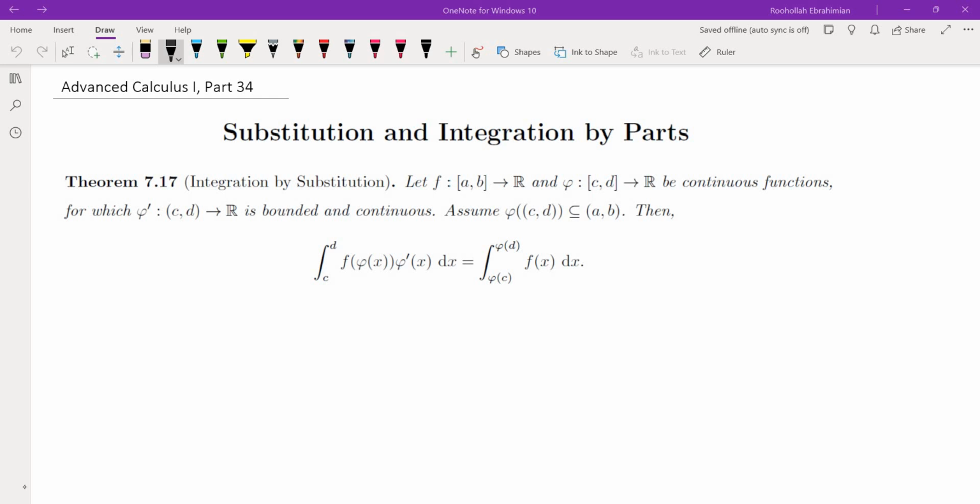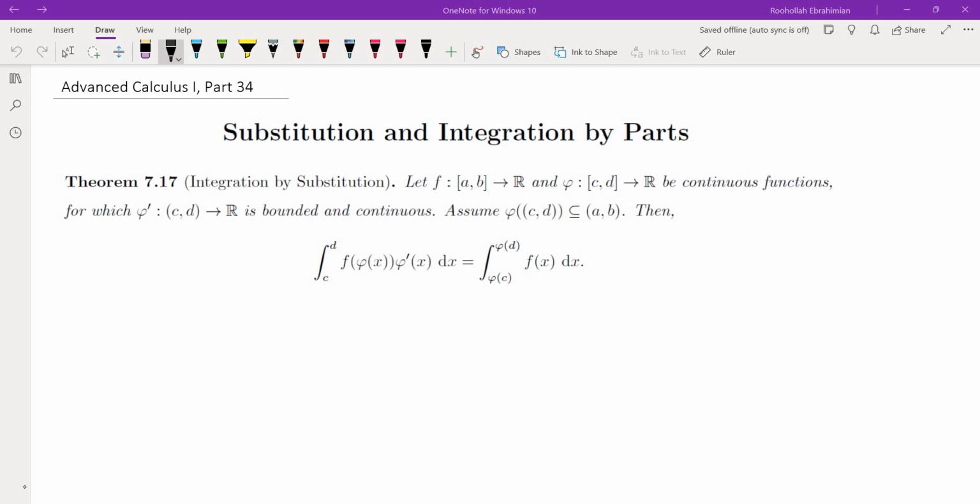Hello, this is our last video on integration, and what we're going to do is talk about substitution and integration by parts, which are certainly methods that you have learned when dealing with single variable calculus. Most of the times when you were finding an integral, you would use some sort of substitution and sometimes also integration by parts.